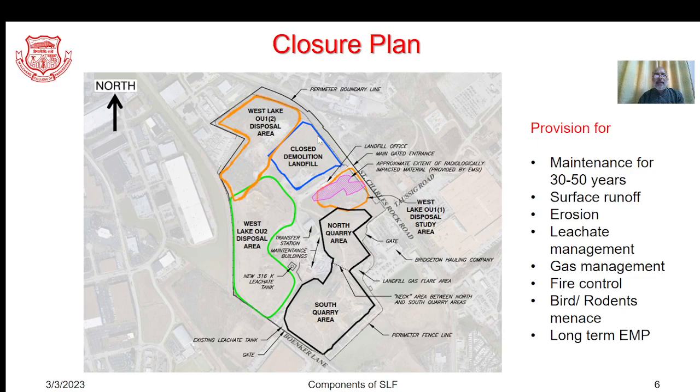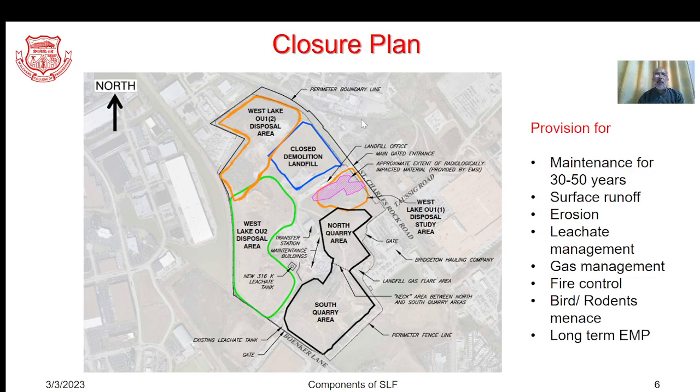So this is the entire boundary, with various monofills meant for a specific category of the waste. These are closed. More areas are emphasized which need more attention. Say for example, as you see here, this is a radiologically impacted material. Hence, one should concentrate more as far as the post-closure plans are concerned.